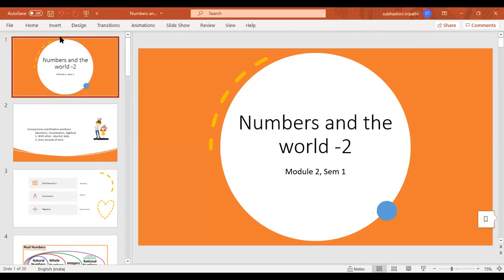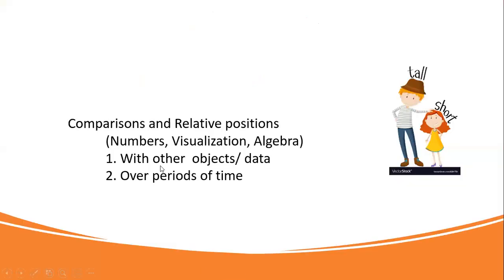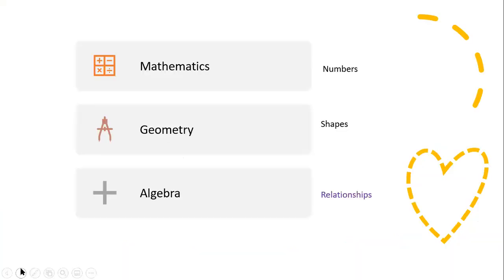The second module, as you know, is a continuation of the first. Here we have looked at comparisons and the relative position of things when we look at them in terms of other objects and data and over periods of time. So we understand that somebody can be called tall or short, but only as compared to somebody else, otherwise it's difficult to say if someone is tall or short. Like to me, Veera is short, but to Latu, Veera is tall.